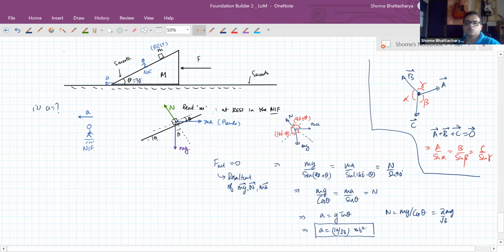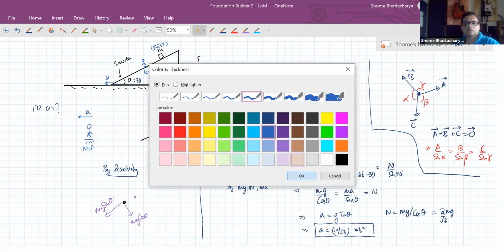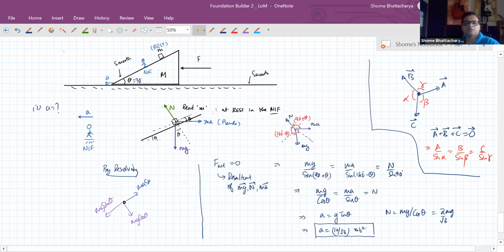Now, alternately, we can also resolve. We need not use this. Another thing we can do here is resolution. By resolving, we can look here that, for example, the components of mg will be mg cos theta and mg sin theta. Then the pseudo force's components will be ma sin theta and ma cos theta. And then there's the normal reaction.